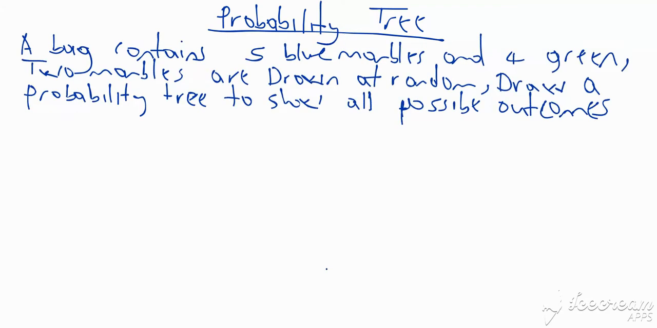Now here's a typical example. A bag contains 5 blue marbles and 4 green marbles. 2 marbles are drawn at random. Draw a probability tree to show all possible outcomes.